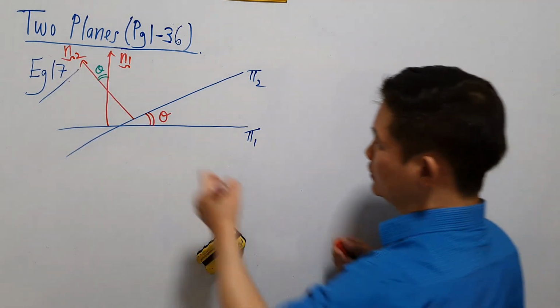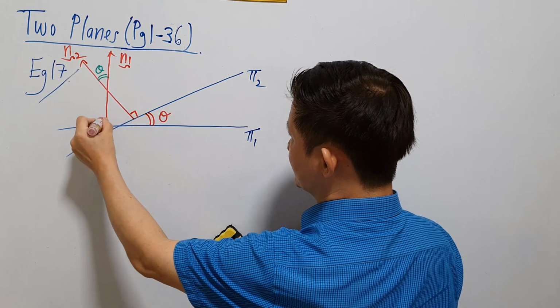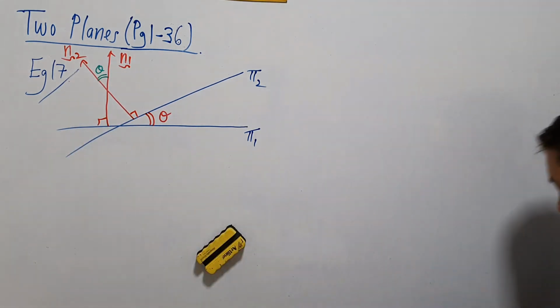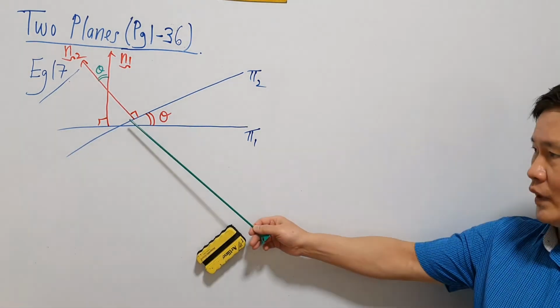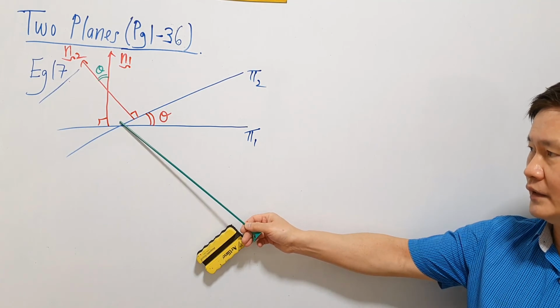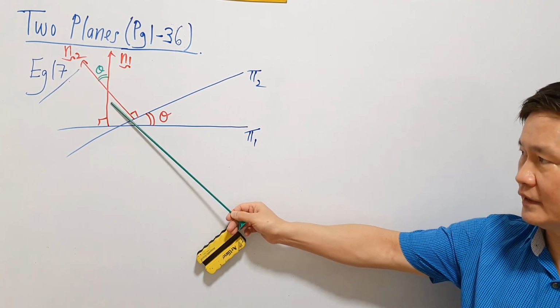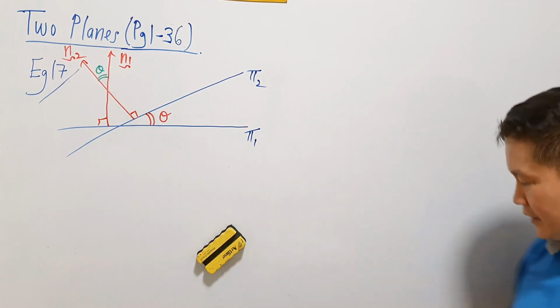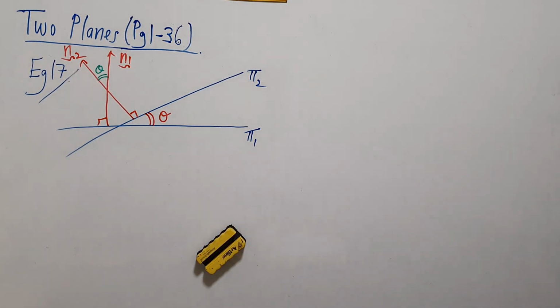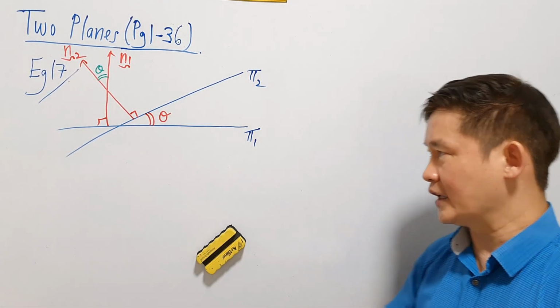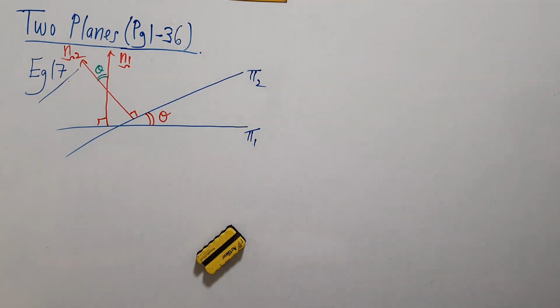Why is it so? If this is 90 degrees and this is 90 degrees, right? This angle will be 180 minus theta, and because these two are 90 degrees, this angle must be theta, and hence this must also be theta. So you find that to find the angle between two planes is the same as finding the angle between the two normal vectors n1 and n2.